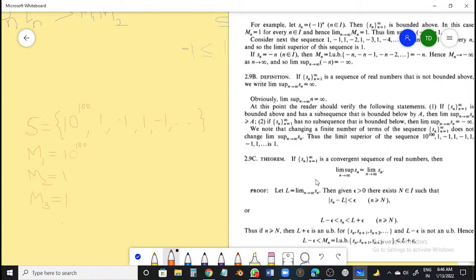Now I would like to proceed with this particular theorem. What does this theorem say?